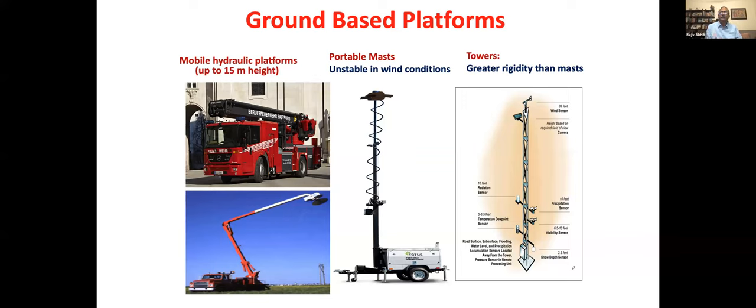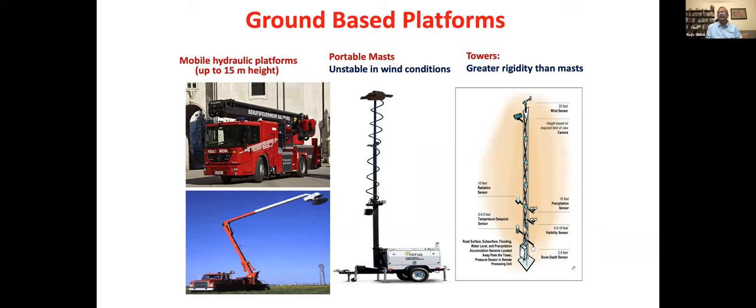You have mobile hydraulic platforms, which can be raised up to 15 meters height, for example, and they can collect specific data in terms of sensor. There are portable masts, which again can be stationed at a given place for a given time, but they can be very unstable in wind conditions. And then there are fixed towers, which have a much higher rigidity than the masts, and they collect data. These are typically used for various kinds of measurements of atmospheric parameters, like wind-related parameters, precipitation sensors, radiation sensors, temperature. So a lot of hydrometeorological data is collected through this kind of data sets.